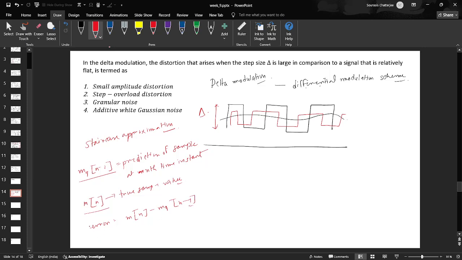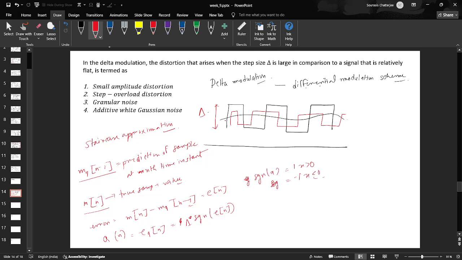So what you do is quantize this error. You quantize this error e[n], which you denote as eq[n]. And since you are using a 1-bit quantizer, it's just the sign of this error times the step size, and sign of x is 1 for x greater than 0, and minus 1 when x is negative.